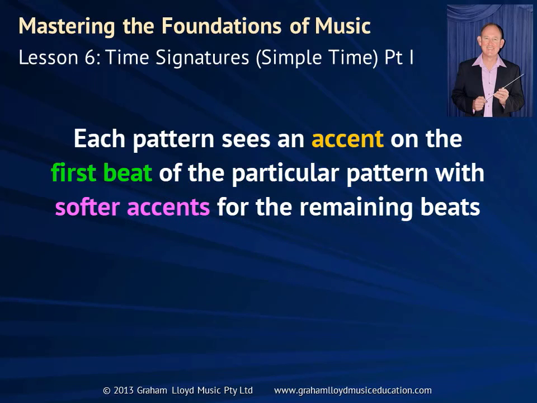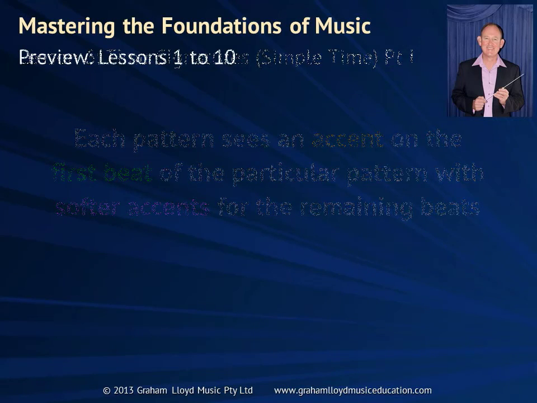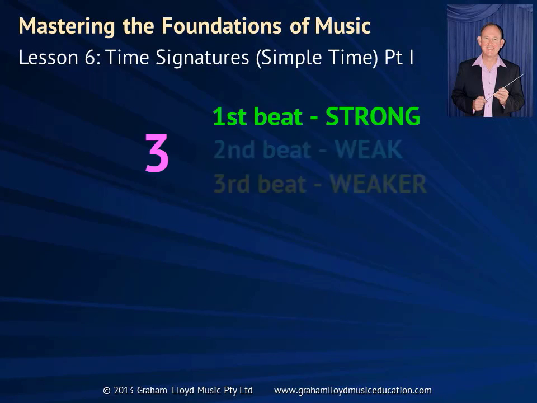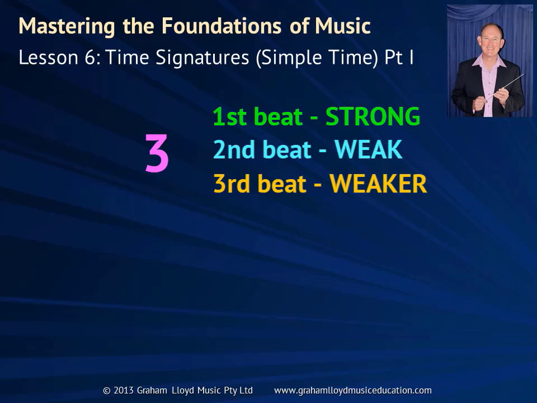Each pattern sees an accent on the first beat of the particular pattern, with softer accents for the remaining beats. With a 3-beat pattern, the first beat is strongly accented, with the second and third beats having a weak accent. Here's a 3-beat pattern played on an electronic metronome, with the first beat, again, being a different sound to emphasize it. I'll give you 3 renditions, and each will be at a different tempo.